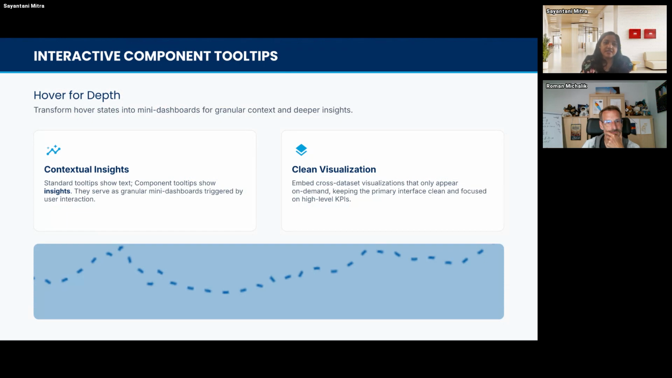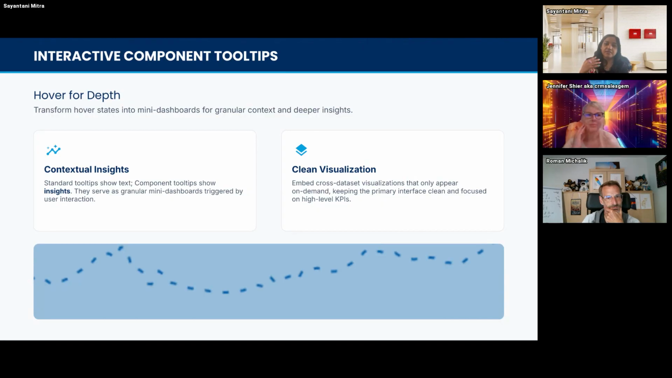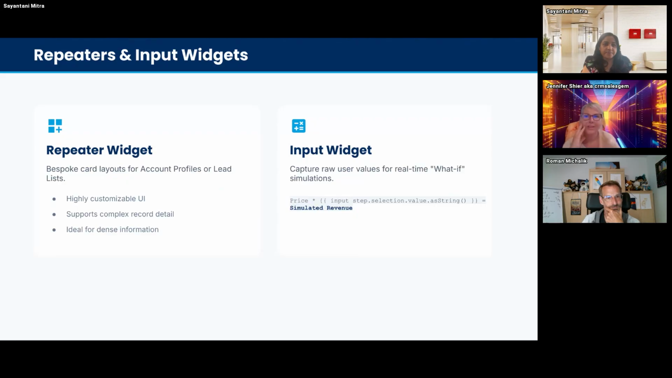Contextual insights. Of course, Phillip just showed. We love doing component tooltips. We all love it. It's a mini dashboard, so it helps you exactly what Phillip showed. It's also the beauty of doing clean visualizations. So cross-data visualization is simple, it's easy, it's clean. You are not showing too much data upfront on the dashboards.